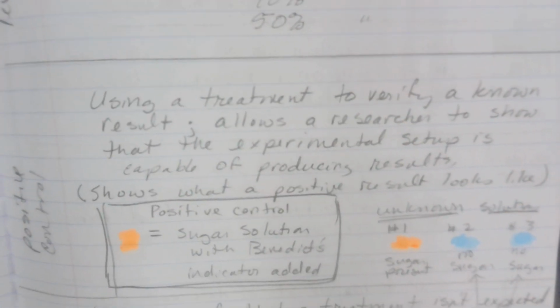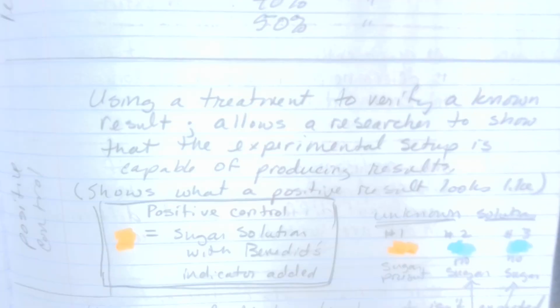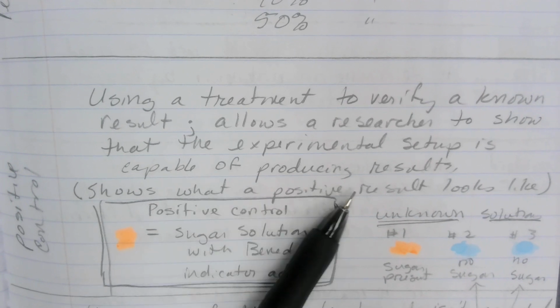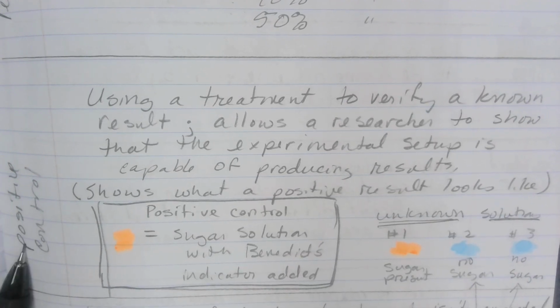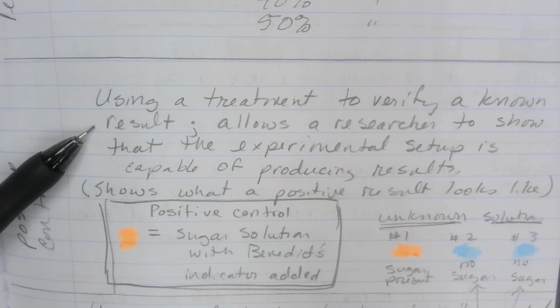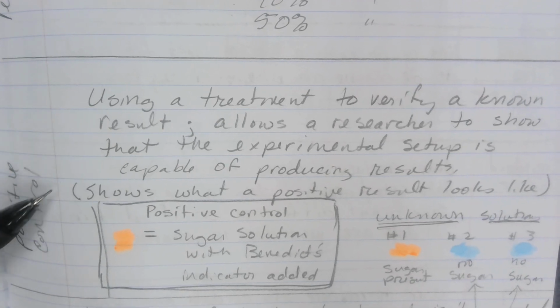A positive control is important. It helps us to see what a positive test result would look like. So positive control is using a treatment to verify a known result. This allows a researcher to show that the experimental setup is capable of producing results. In a way, it shows us what a positive result would look like.